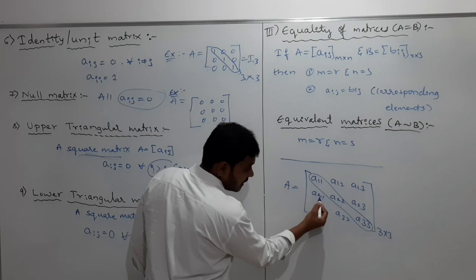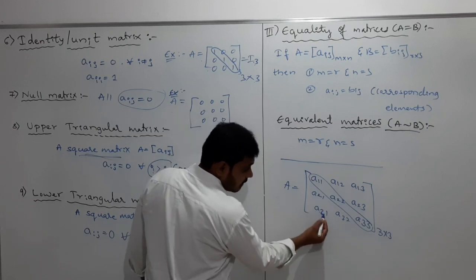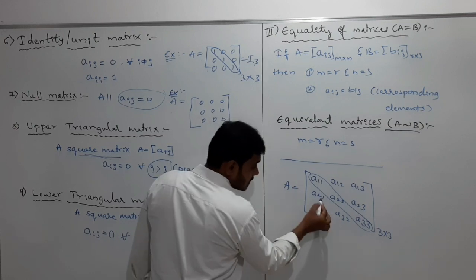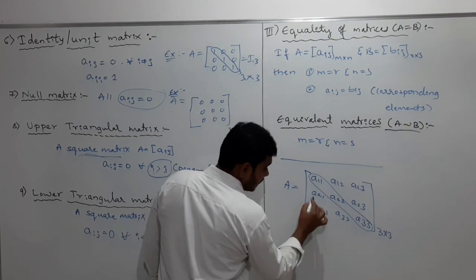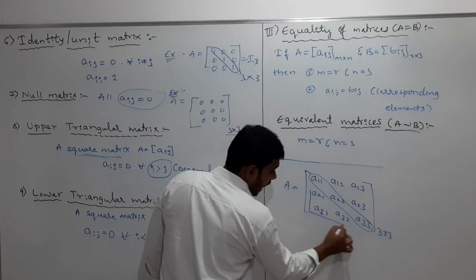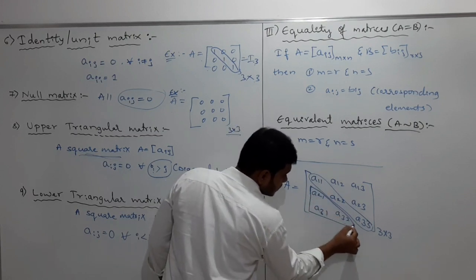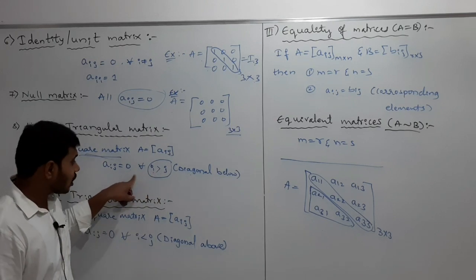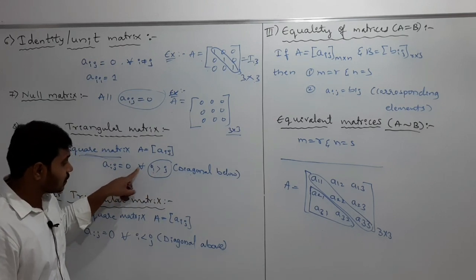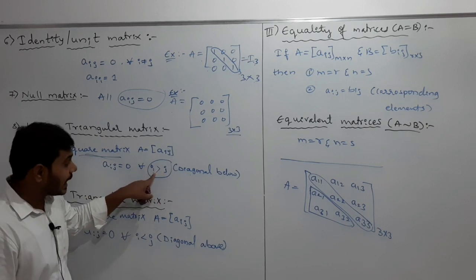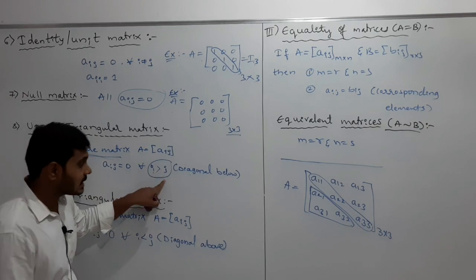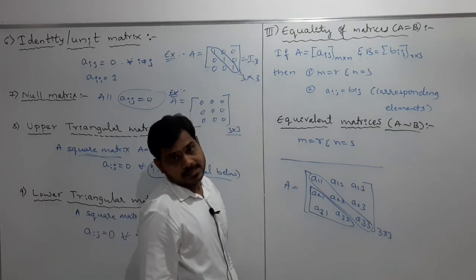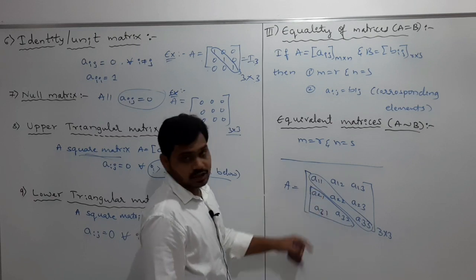A21 means this row value is greater than the column value. A31 means 3 is greater than 1. A32 means 3 is greater than 2. It means in all these cases the elements satisfy the condition i greater than j. So in short, we can write Aij should be equal to 0 for all i greater than j. I greater than j means the elements which are below the principal diagonal.